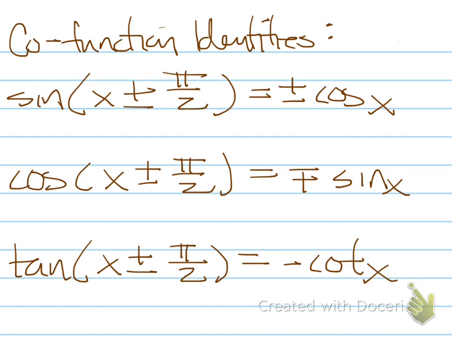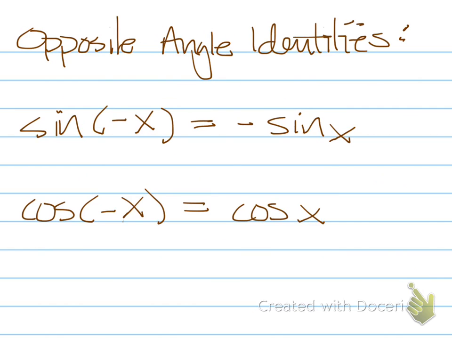If you add or subtract pi over 2 to any trig function, you're basically just rotating it 90 degrees. And then lastly, sine of a negative angle measure just equals negative sine x. Then cosine of a negative angle measure is just going to be cosine x.